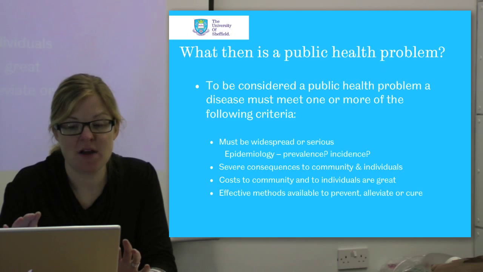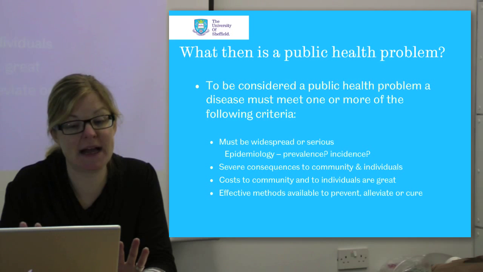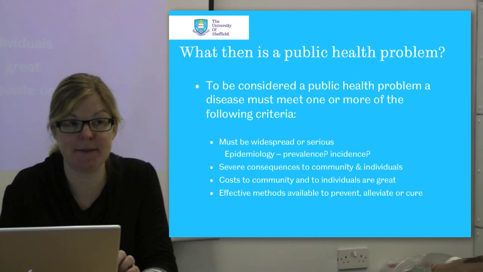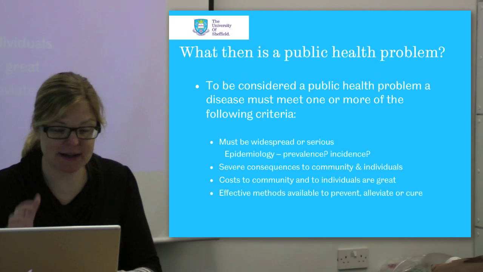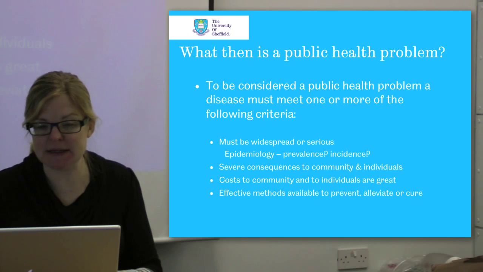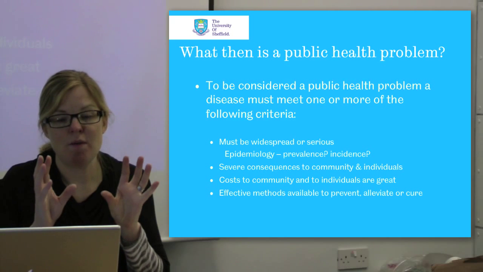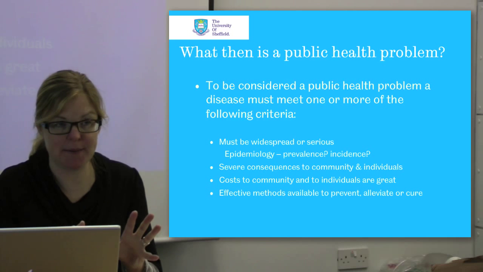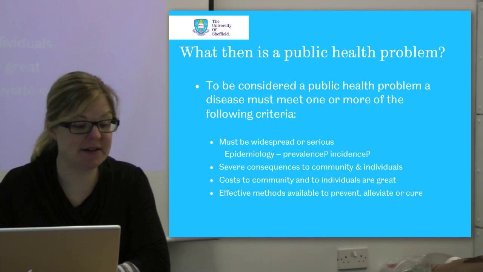We need to be able to justify whether a condition is of public health significance by thinking about all four of those criteria. Okay, so we're going to come back to that, but I'm just planting that in your mind, because when you think about whether something is a public health problem, the next step is how we're going to tackle it.